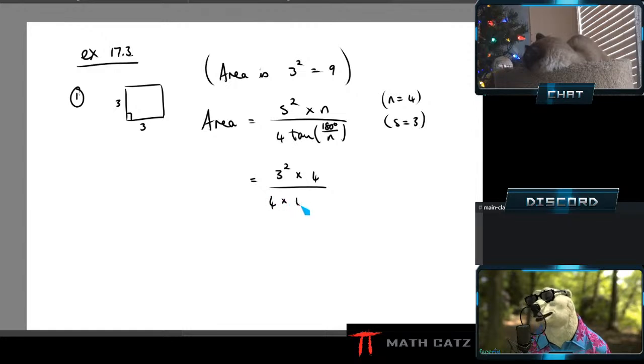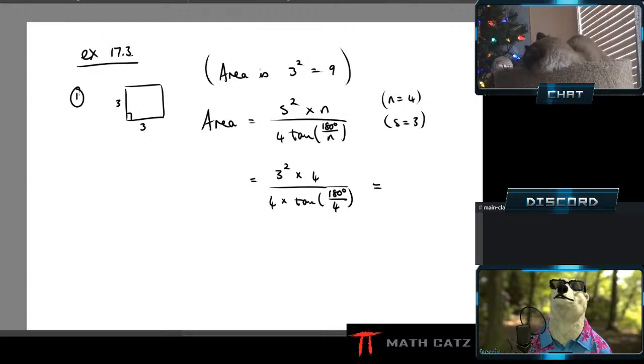4 times tan of 180 degrees over... no, not over 3. Over n, which is 4. Right? I have to put these things in the right places. So let's calculate that and see if we do get our 9, as we of course should.